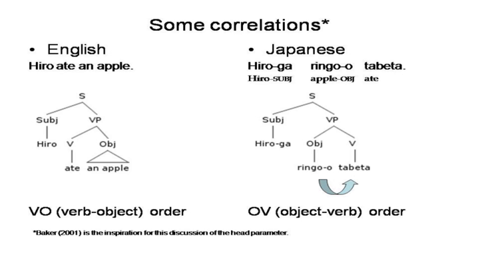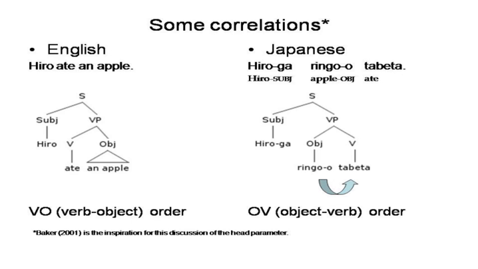Okay, so let's begin by looking at some correlations between different syntactical structures within one language. So in English, we would say, Hiro ate an apple. This is a good sentence in English, right? And in linguistics, we might make a hierarchical structure that looks like this. Here's the subject, Hiro, and the order of the verb and the object is this way. Hiro ate an apple. But in Japanese, we might say, Hiro ga ringo o tabeta, something like that.